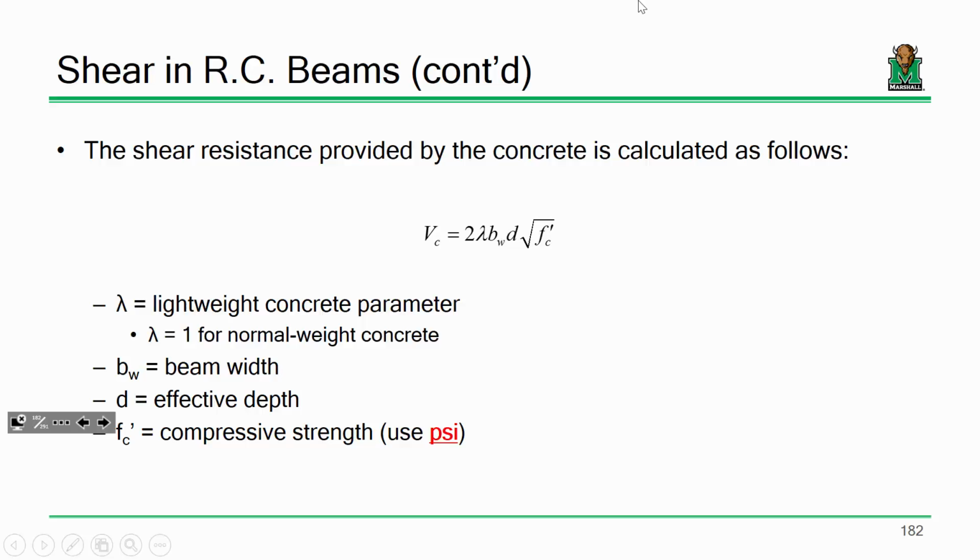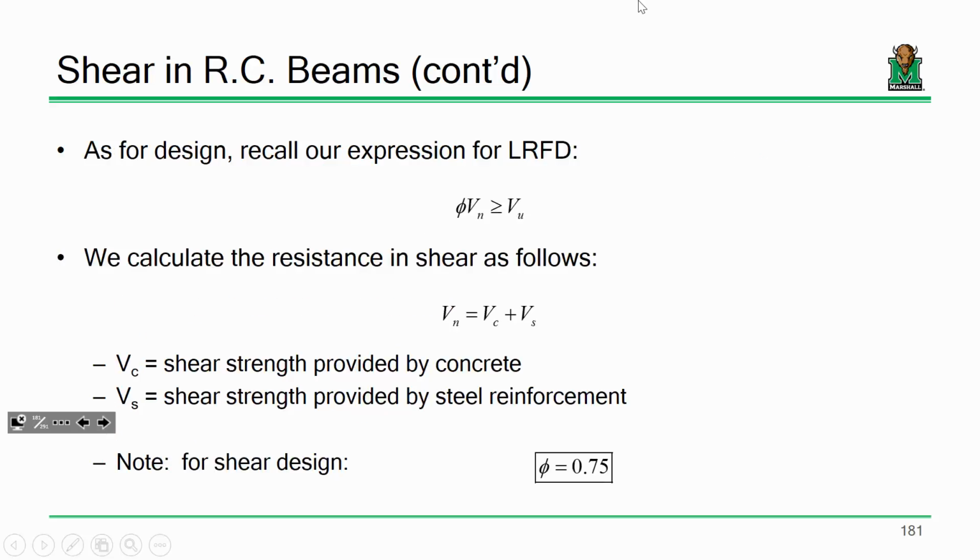So I want to start here. Maybe I should start one slide back. Ultimately, our design capacity must be greater than or equal to our design loads. So phi Vn has to be greater than or equal to Vu. Our nominal capacity for shear is pretty simple. It's just a sum of forces: the shear strength provided by the concrete plus the shear strength provided by the steel. And no matter what, for shear, phi is 0.75. So there's no calculation or assuming a phi or anything like that. Phi is just 0.75.